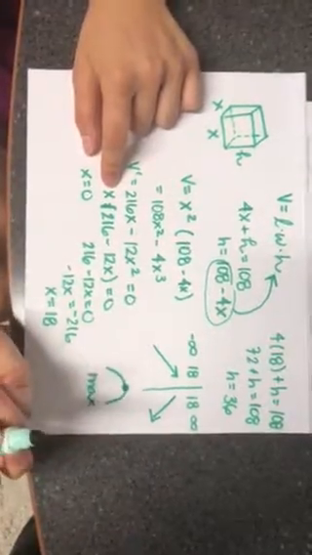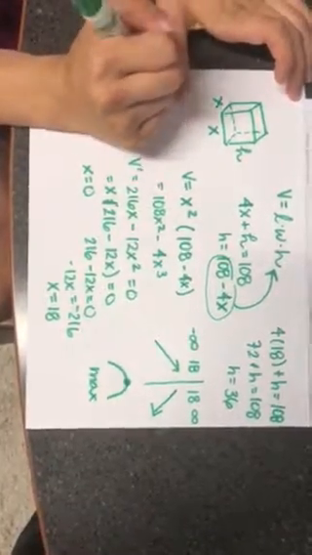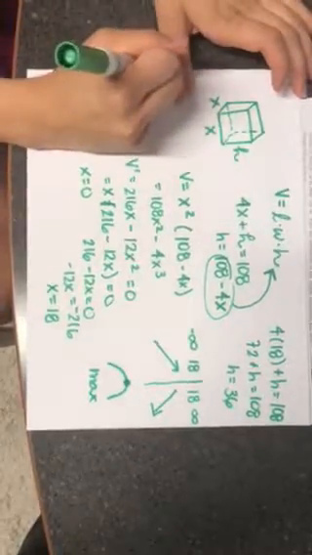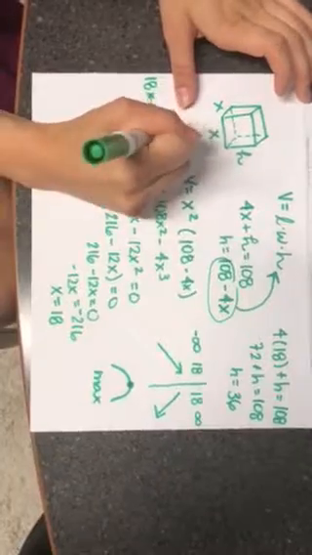And so the dimensions of the box for the largest acceptable box would be 18 by 18 by 36.